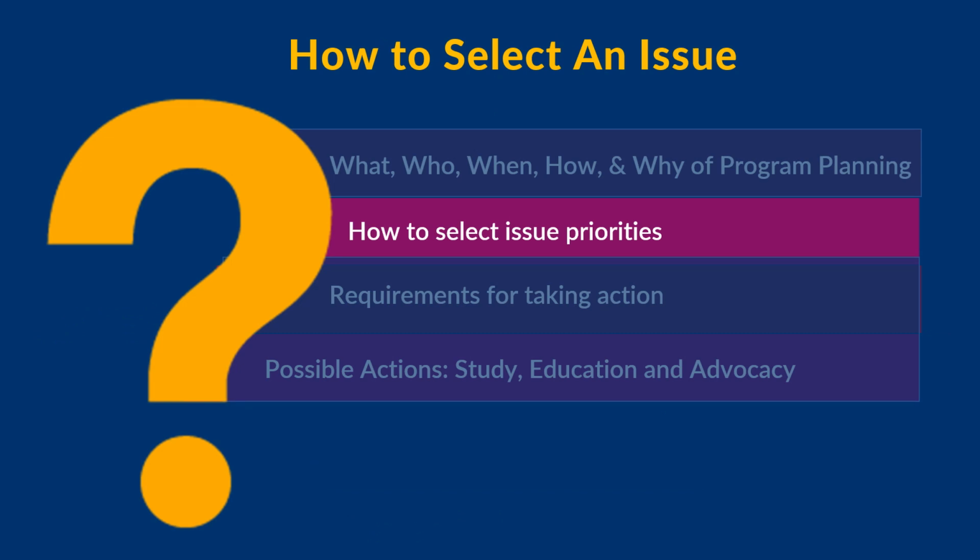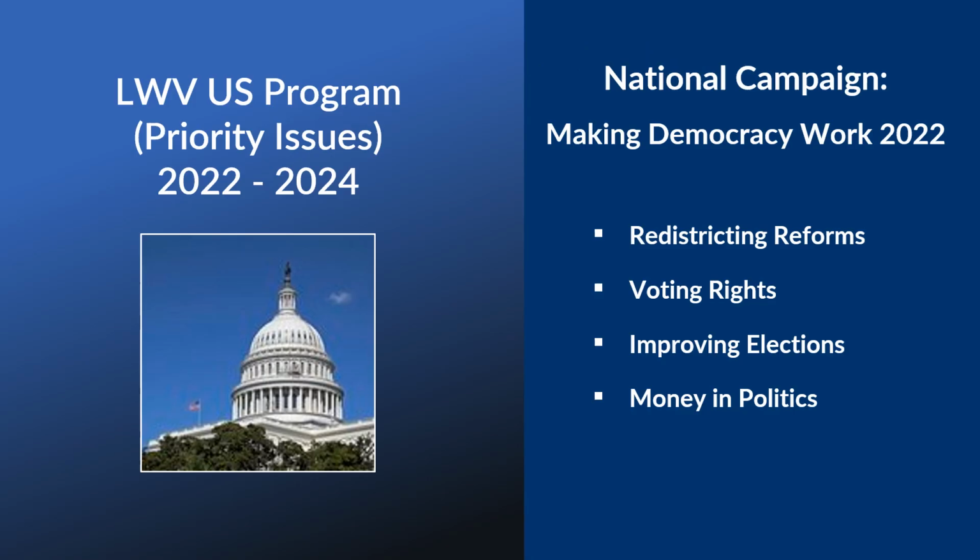Now that you have some basic understanding of the program planning process, let's look at the first step in that process: how to select issue priorities. While the emphasis of our local program planning is on local issue priorities, we also need to consider the priorities identified at the National League level.